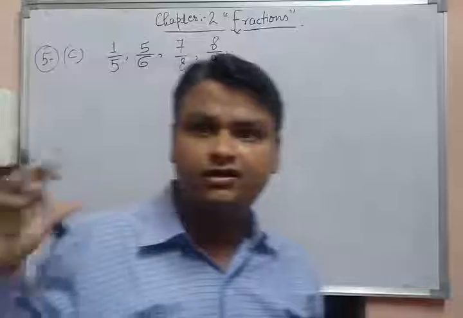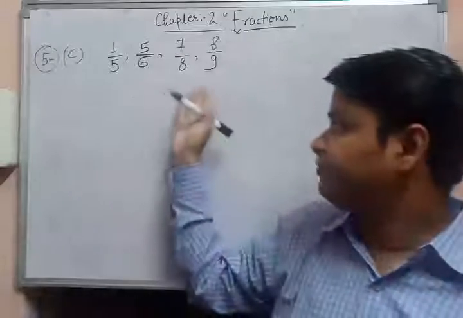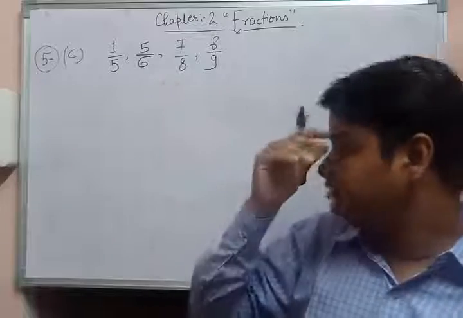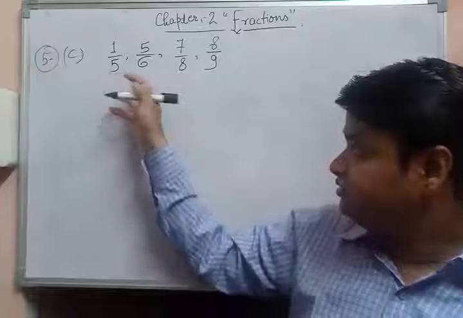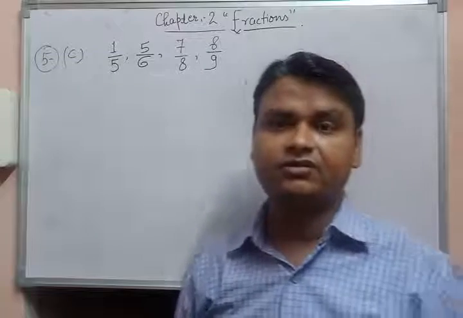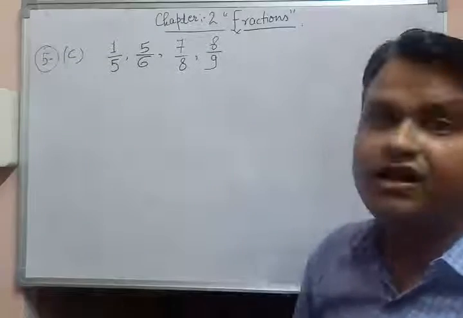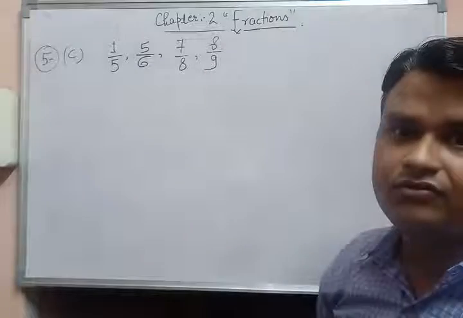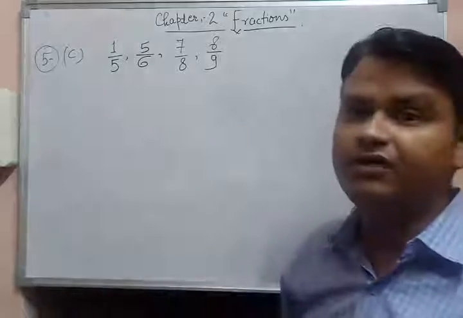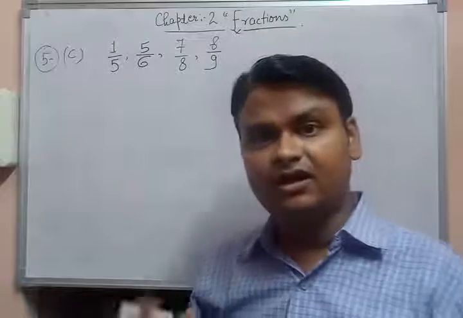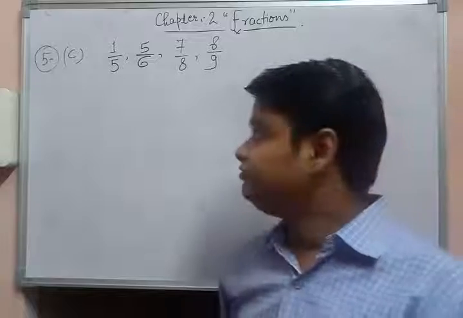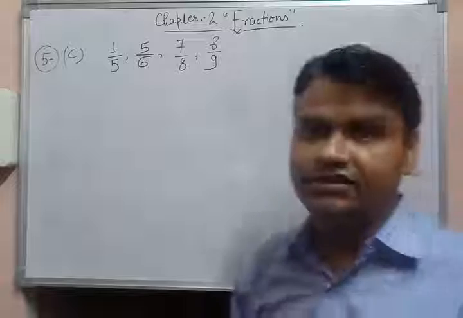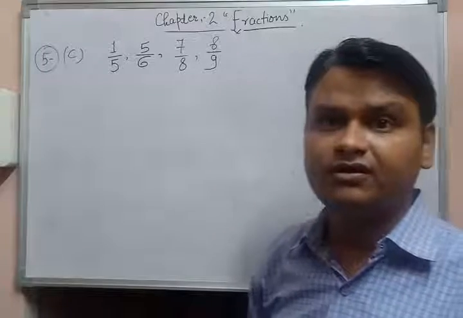So students, there is another type of question, the fifth C part. First, you have to check which type of fractions are given. All the fractions are unlike fractions, because no two denominators are equal to each other. These are examples of unlike fractions, and in unlike fractions you can't write all the fractions in ascending or descending order without calculation.